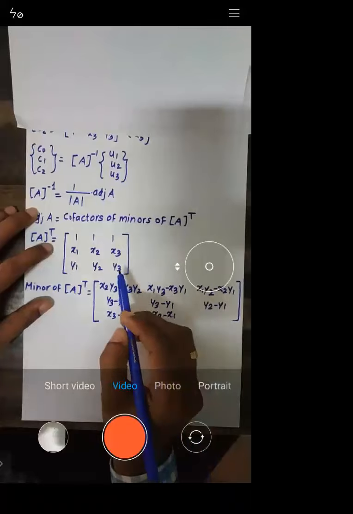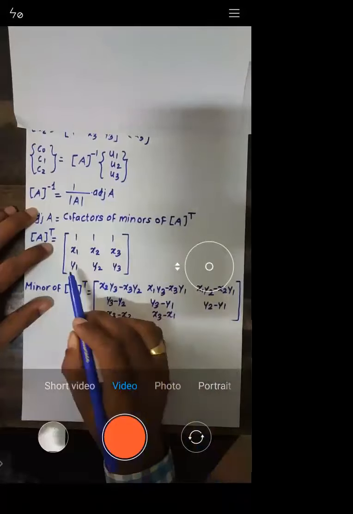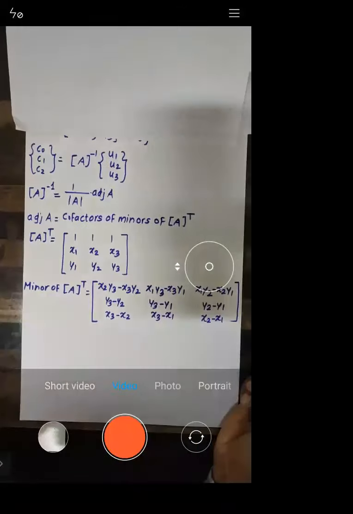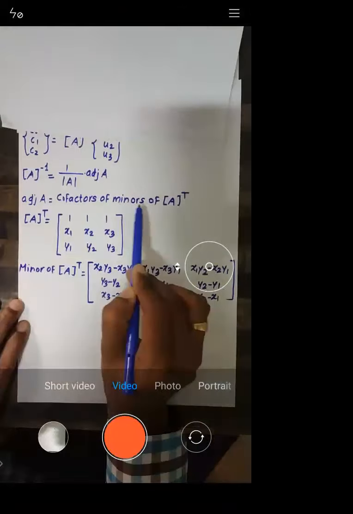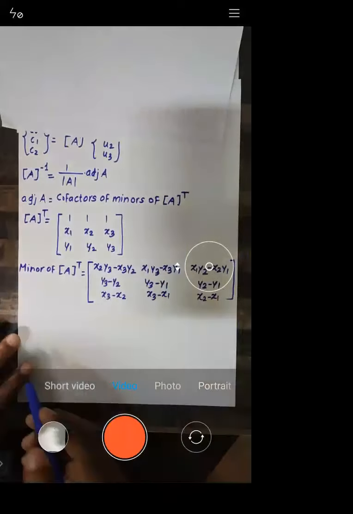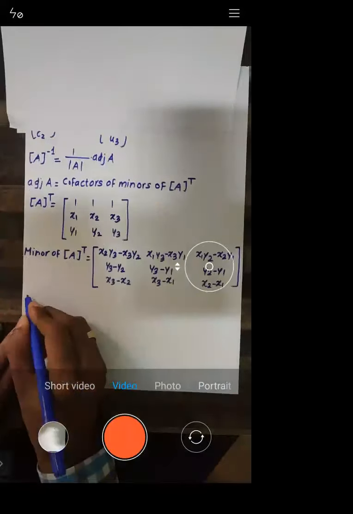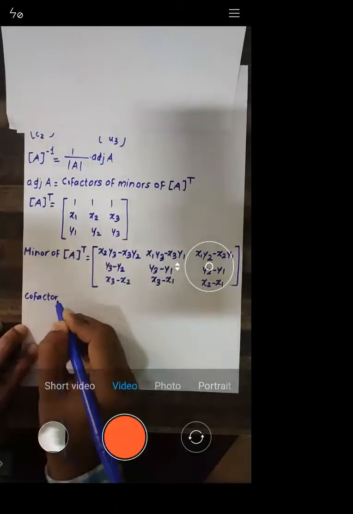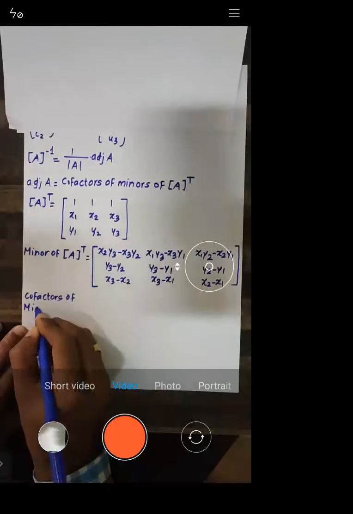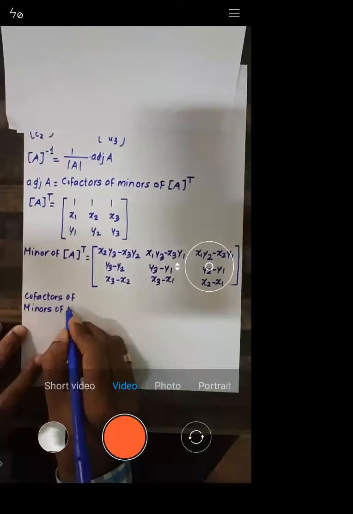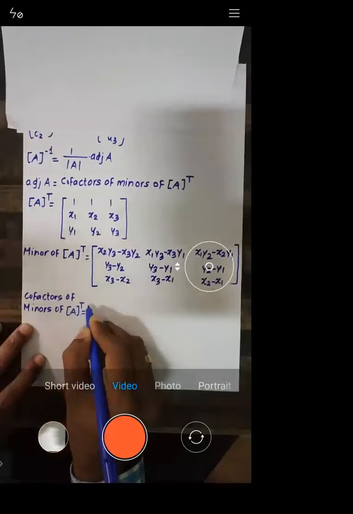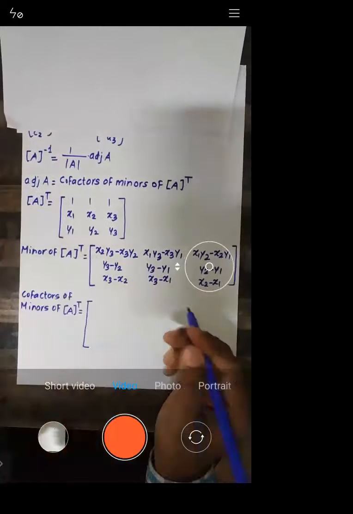All of you, this is already seen in mathematics, how to calculate the inverse. So this is what we got, its minor. First we calculate the transpose, then we get the minor. You can check the cofactors of minors of A transpose. So I'll mention this as cofactors of minors of A transpose. Now let us calculate this one.